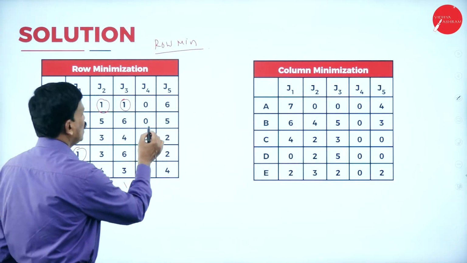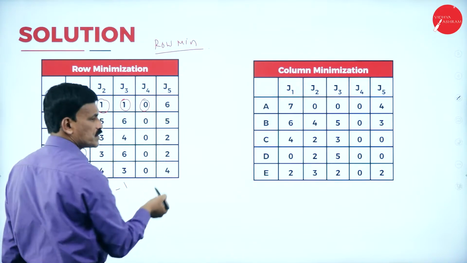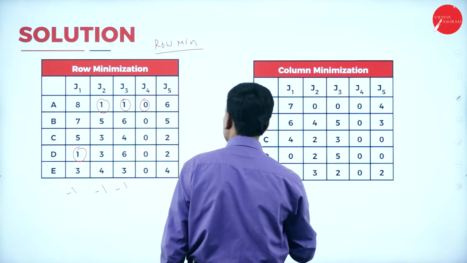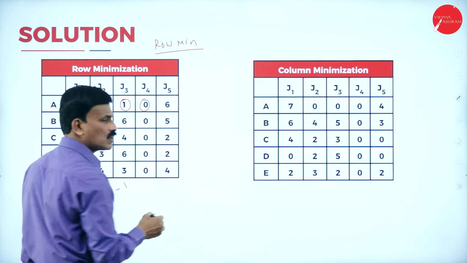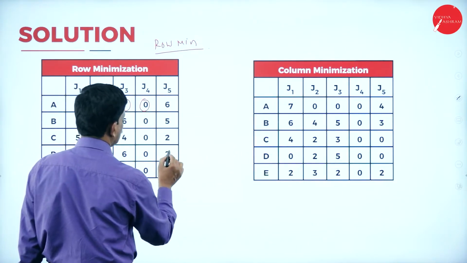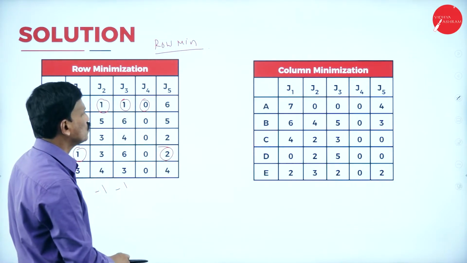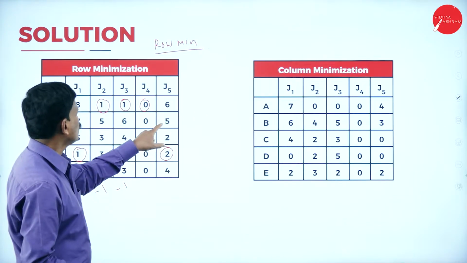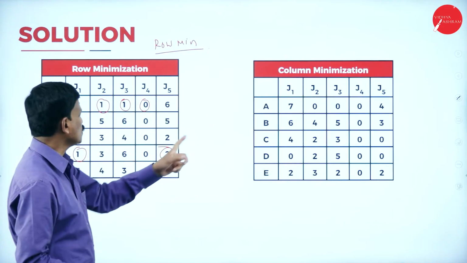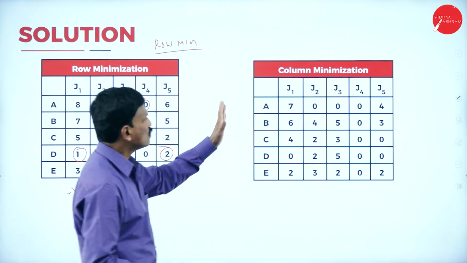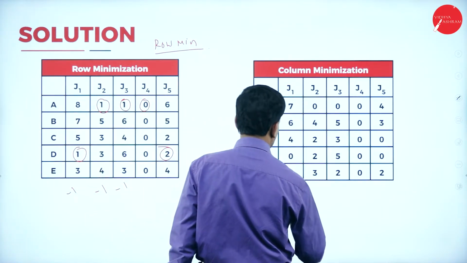In the fourth column the minimum value is 0. If you subtract 0, you will get the same values, no change. And in the last column, the minimum value is 2. There are two minimum values; you can consider any one. So 6 minus 2 is 4, 5 minus 2 is 3, 2 minus 2 is 0, again 2 minus 2 is 0, and 4 minus 2 is 2. So this is called the column minimized matrix.